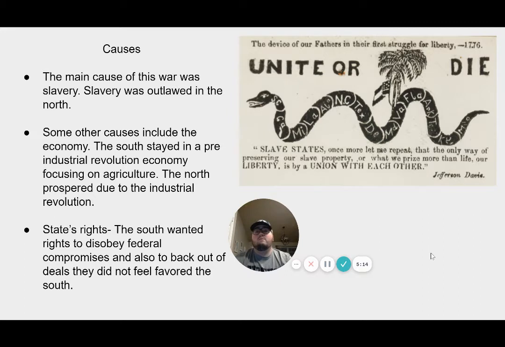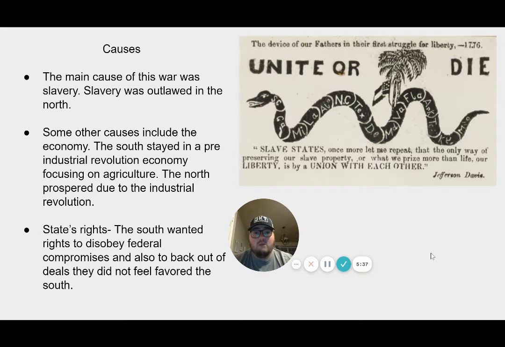Okay, causes. The main cause, like I mentioned a second ago, was definitely slavery. Slavery was the issue of the day. Slavery was outlawed in the North, and it was very prevalent in the South. African Americans' rights in the South were not the same as in the northern parts of the United States. So this was the main reason the Civil War happened.